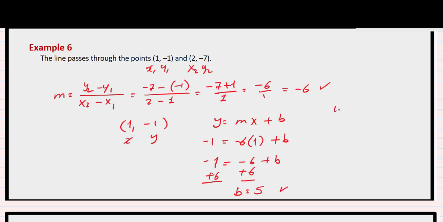We can find the equation. In y equals mx plus b form, y is equal to -6x plus 5. That will be the equation of the line.